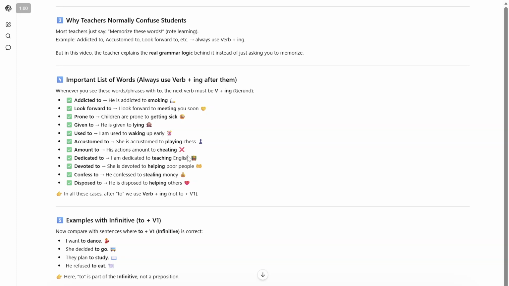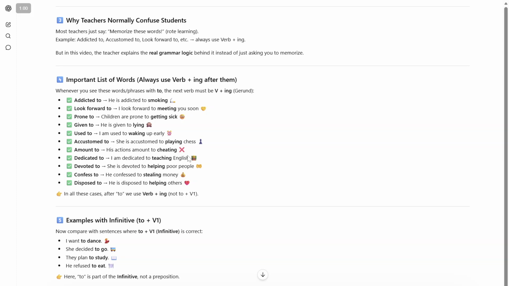Important list of words that always take verb ing after them. Whenever you see these phrases with "to," the next verb must be V plus ing, the gerund. Addicted to: he's addicted to smoking. Look forward to: I look forward to meeting you soon. Prone to: children are prone to getting sick. Given to: he's given to lying. Used to: I am used to waking up early.